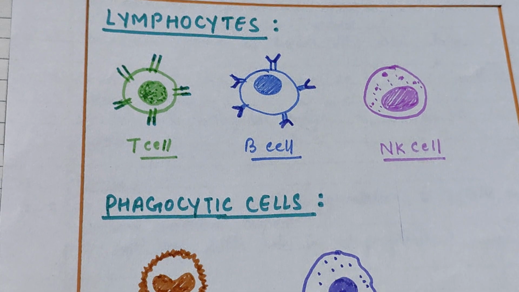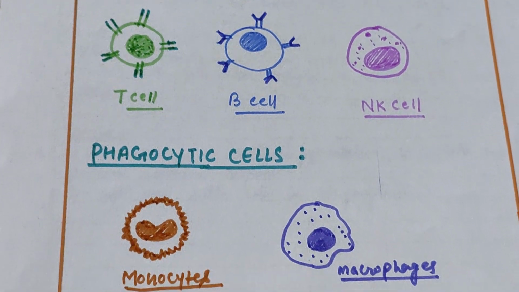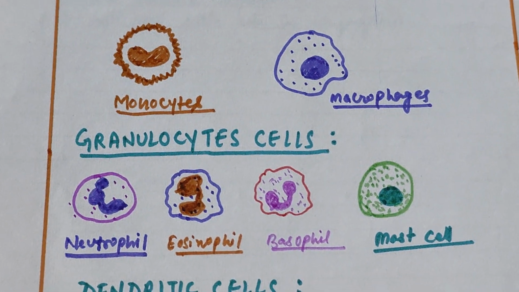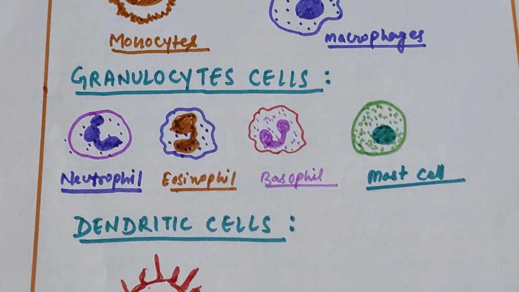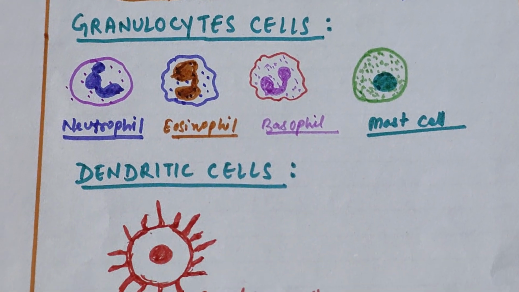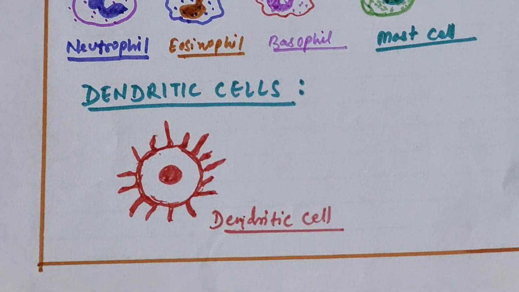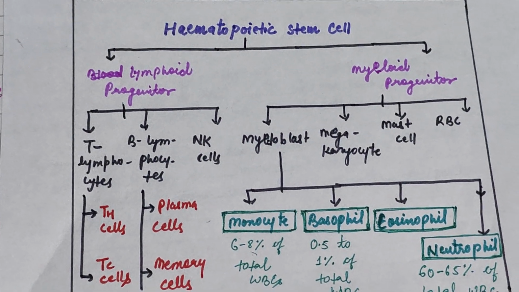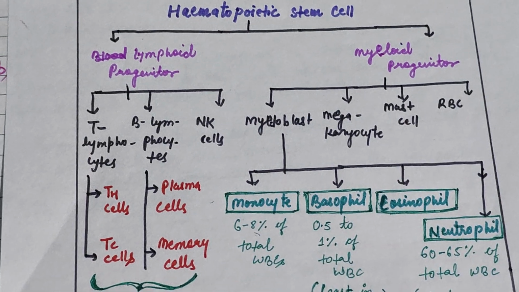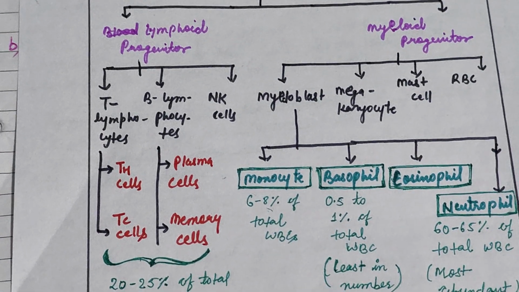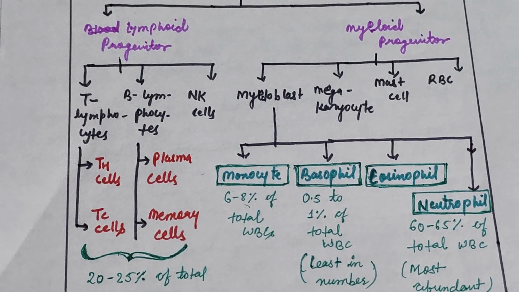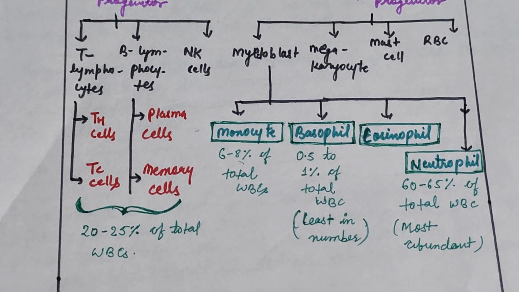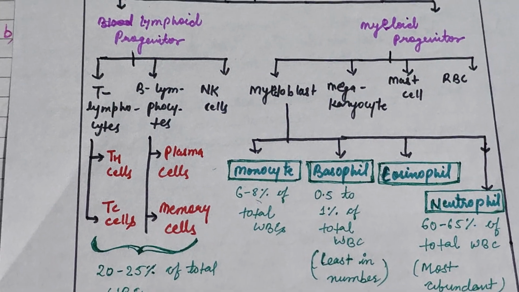So these are the structures of the lymphocytes, which include T cell, B cell, and the NK cell, natural killer cells. Phagocytic cells include monocytes, which ultimately form the macrophages. Granulocyte cells include neutrophil, eosinophil, basophils, and the mast cells, and the dendritic cells. Here is the classification of hematopoietic stem cells, which are further classified into lymphoid progenitor and myeloid progenitor. The lymphoid progenitor includes T, B lymphocytes and the NK cells, while the myeloid progenitor includes the megakaryocyte, mast cells, RBC, and myeloblast. Myeloblasts include monocyte, basophil, eosinophil, and neutrophils. So that is all about this. Thank you.